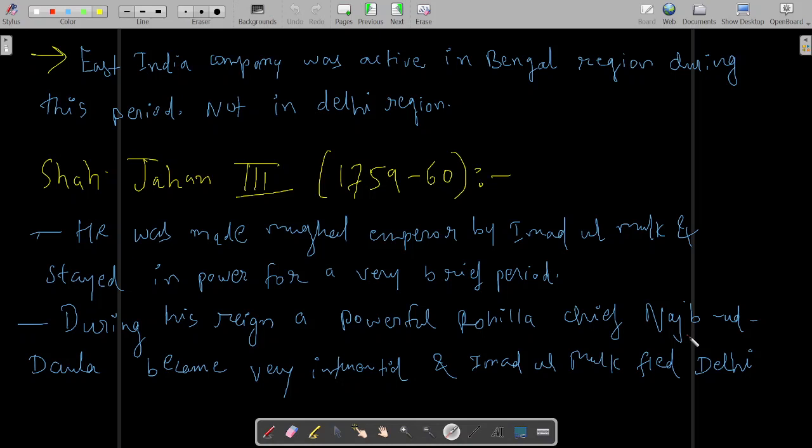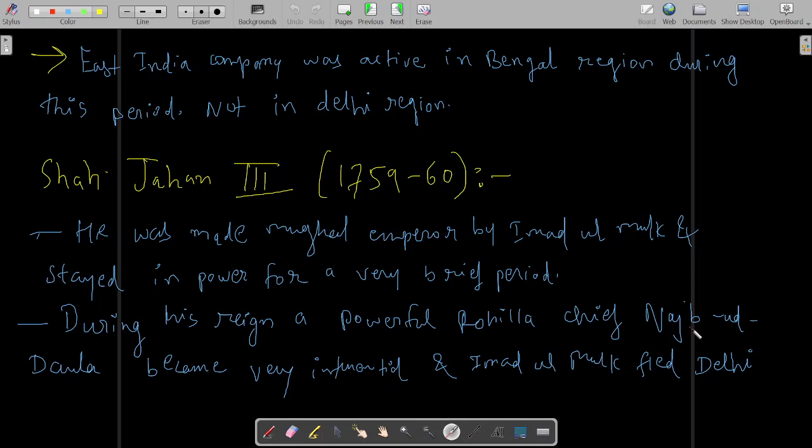Rohillas were Afghans. Who were the Rohillas? I have already discussed that in the previous class. Rohillas were Afghans, actually. So, the Rohilla Afghan chief Najibuddaula became very influential during the reign of Shah Jahan III. He went to Delhi, and as a result, due to the fear of Najibuddaula, Imadul Mulk fled Delhi.